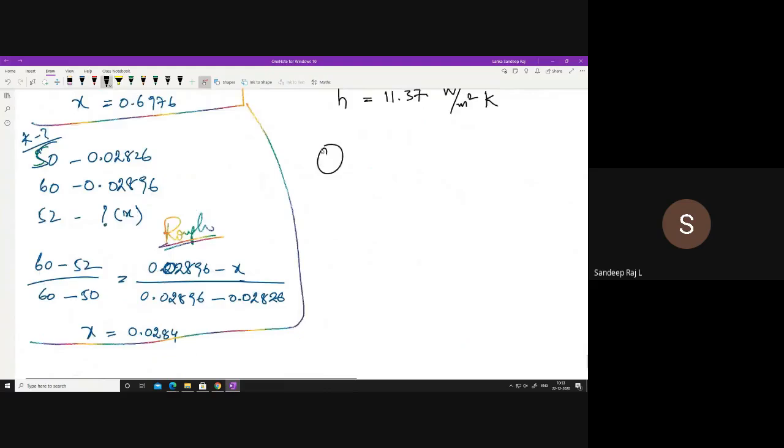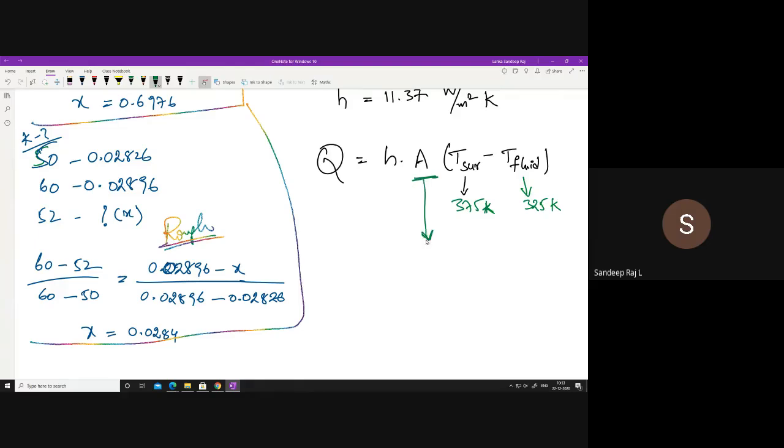So how do you calculate the Q value? Q is equal to h into A into delta T, that is the temperature of the surface minus the temperature of the fluid. Remember, whenever you use delta T in hA delta T, one temperature is of the solid and the other temperature is of the fluid. Both are not of the fluid. That should be kept in mind. The T surface is given as 375 and T fluid is given as 325 in the question. Kelvin is meant.